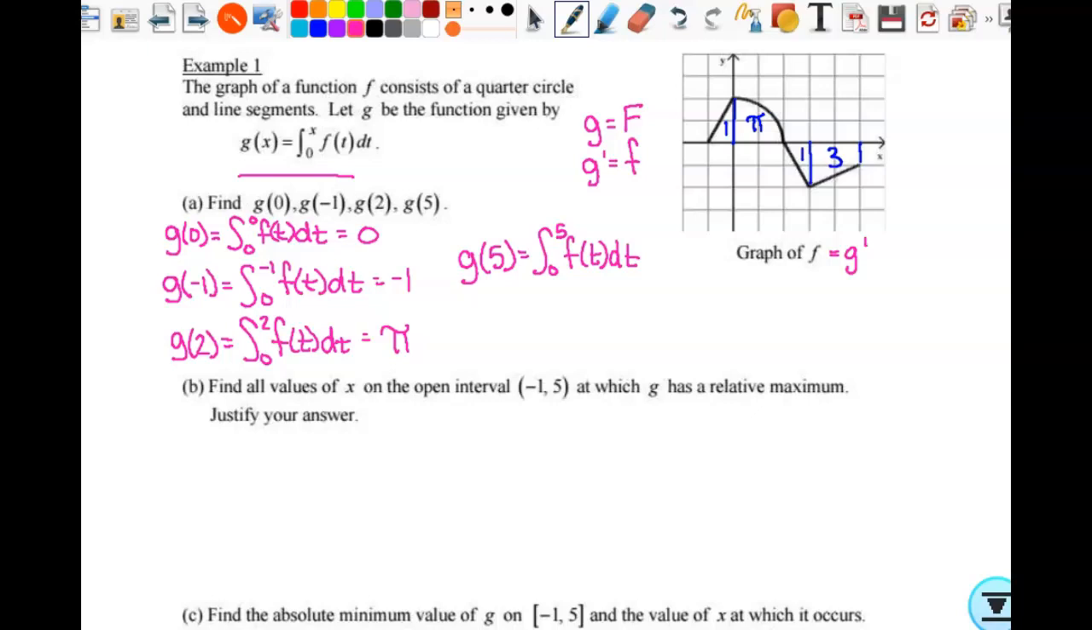It's what? 4 pi? 4 plus pi? Tell me, besides the values, what's the difference between these two areas? This is negative. The area itself is positive, but because it's below the x-axis, the value is negative. So if I'm going to go from 0 to 1, 2, 3, 4, 5, this is going to be pi minus 4.